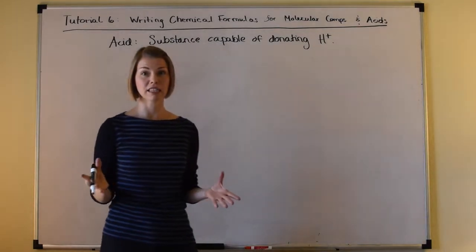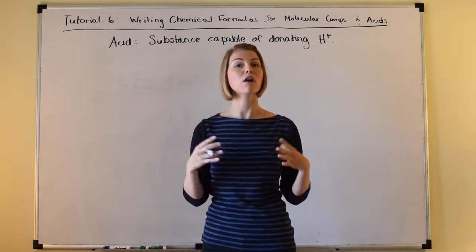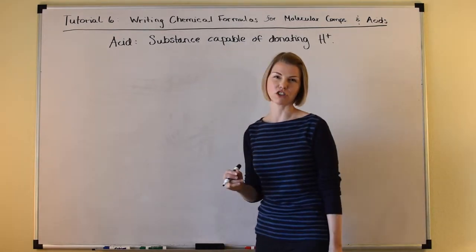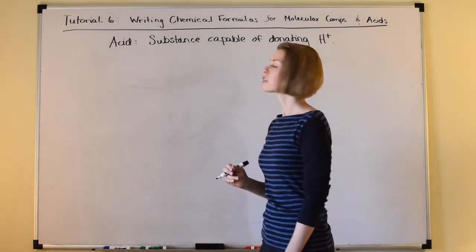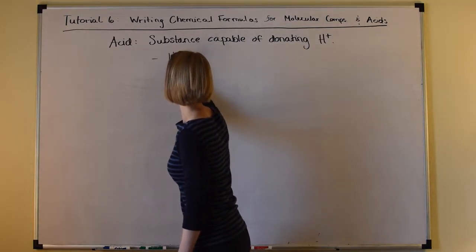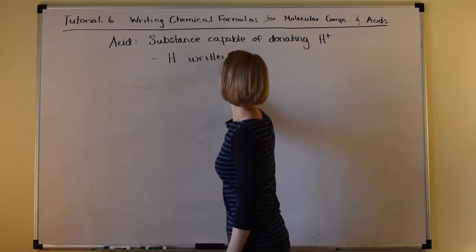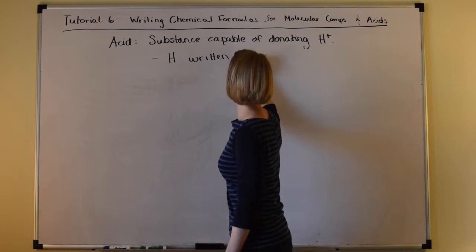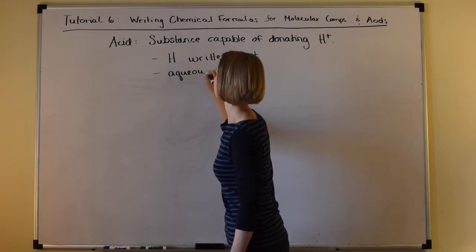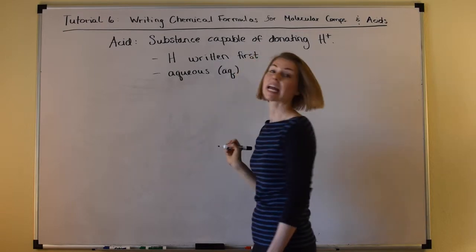And the chemistry of acids is really a topic for a future tutorial. Today our focus is going to be how to name and write the formulas for some common acids that you're likely to see in an introductory chemistry class. Typically your acids are always going to have hydrogen written first in the chemical formula, and they're going to be aqueous, meaning dissolved in water, and that's symbolized with an AQ.